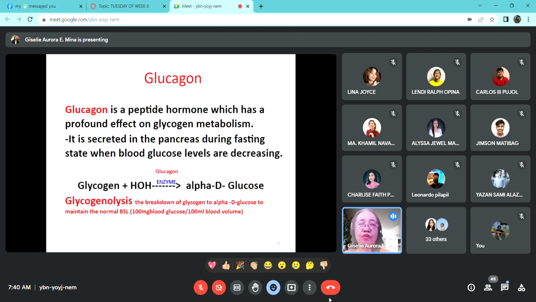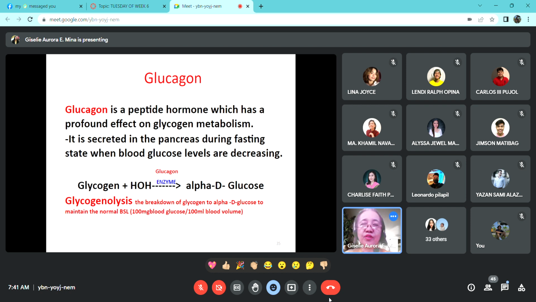Another peptide hormone is glucagon and insulin. Glucagon and insulin were mentioned to you in the metabolism in the study of carbohydrates. What is glucagon? This is a peptide hormone which has a profound effect on glycogen metabolism. What is glycogen? Remember, any stored glucose or any excess glucose in the bloodstream is stored in the muscle and in the liver in the form of glycogen. So every time you eat an excessive amount of carbohydrates, your excess glucose is converted to glycogen.